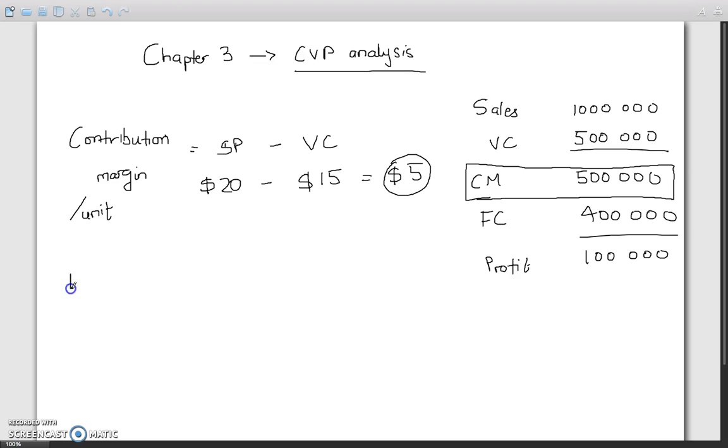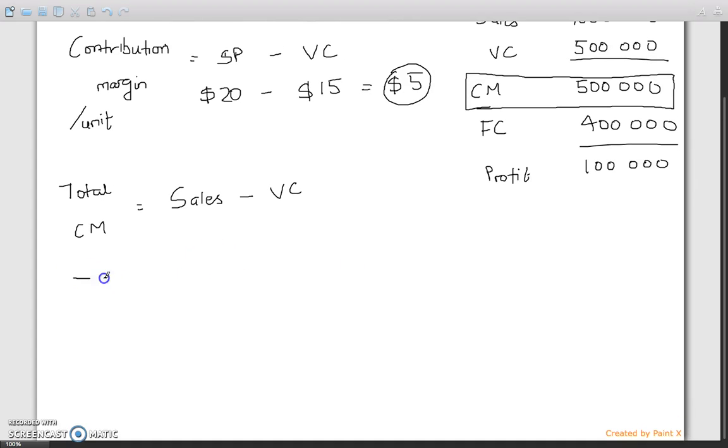Now, if you want to find total contribution margin in a question, what would you do? Well, you would just take total sales minus total variable cost. You would just multiply your selling price by units and your variable cost by units to arrive at a total. And it makes sense because total contribution margin should be total sales minus total variable cost. Okay, so that's it for contribution margin. Now we can move on to break even.